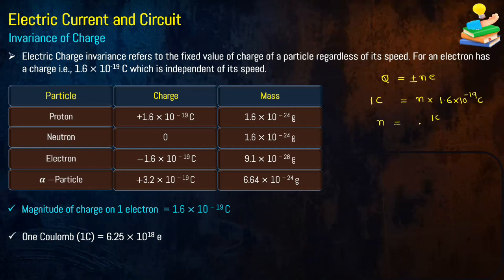1 coulomb by 1.6 into 10 to the power of minus 19 coulomb. If you calculate, you will get 6.25 into 10 to the power of 18 electrons. That means 1 coulomb of charge is equivalent to 6.25 into 10 to the power of 18 electrons.